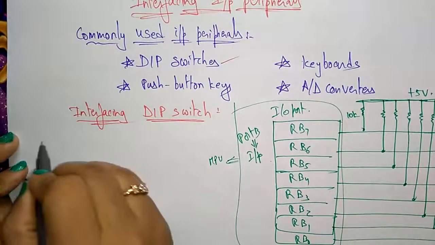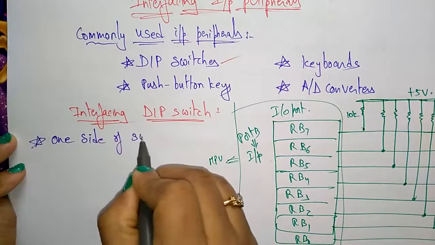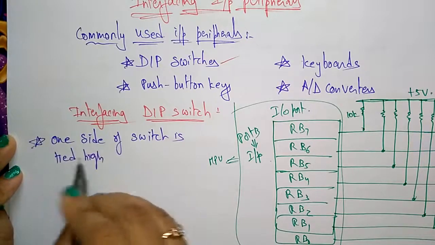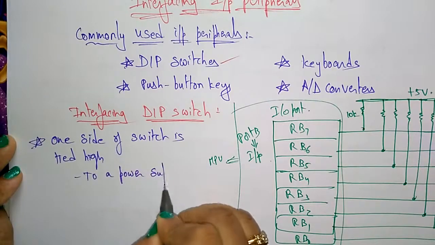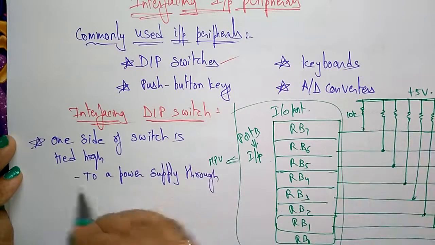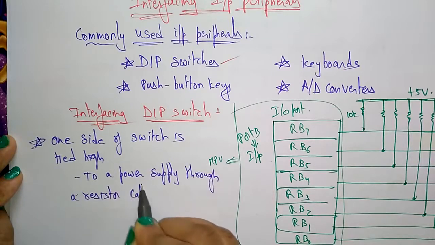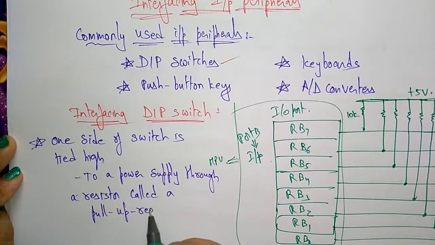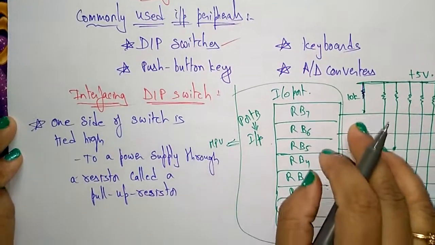So here one side of the switch is tied high to a power supply, through a resistor. So this is a resistor that is 10K. We call it a pull-up resistor. So the DIP switch is connected with the help of this pull-up resistor.